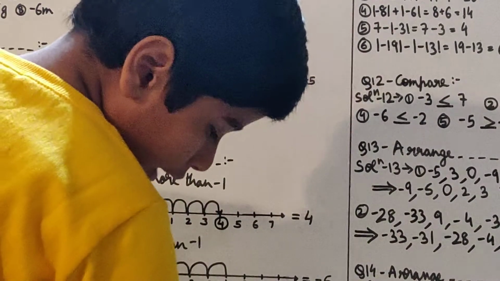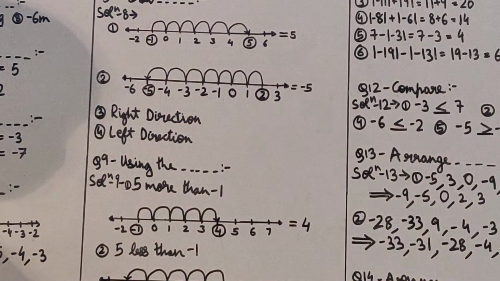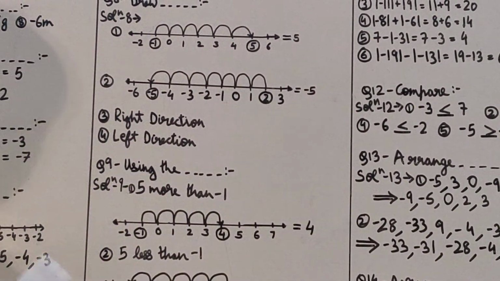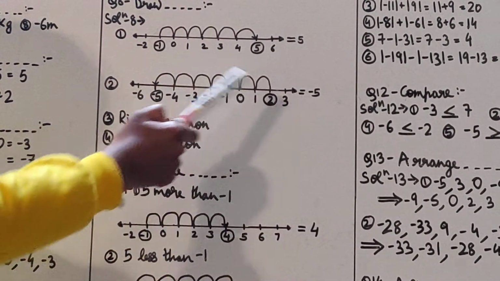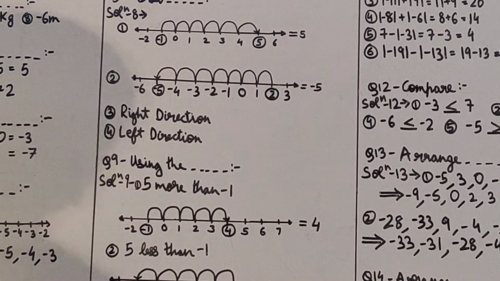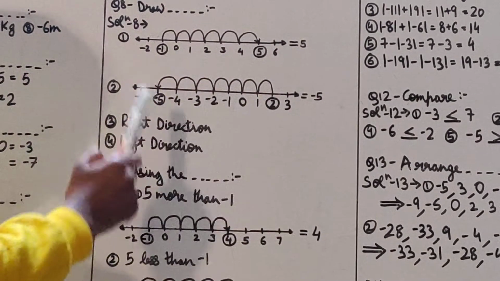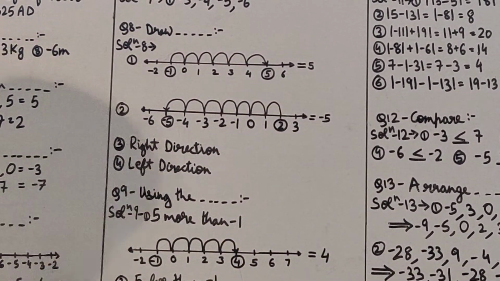Then second one. Which number will we reach if we move 7 units to the left of 2? So let's count. What happens is you will reach -5. From 2 you will reach -5. So -5 is the answer.